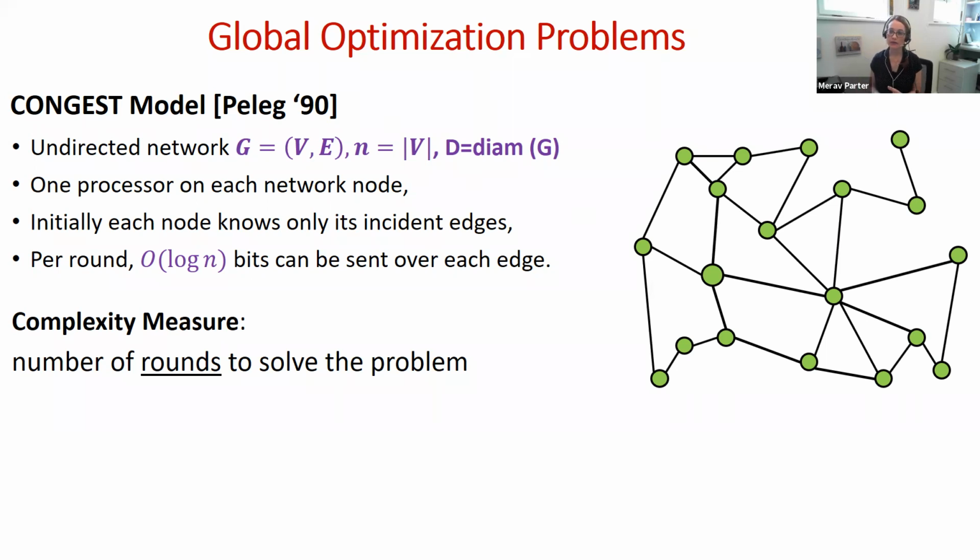Initially, every node only knows its incident edges, and then the algorithm works in synchronous rounds, where in every round, every pair of neighboring nodes can exchange log n bits of information over their edge. So the local computation in this model comes for free, and the main complexity measure is the number of rounds that it takes until we solve the problem, until every node knows its own part in the solution.